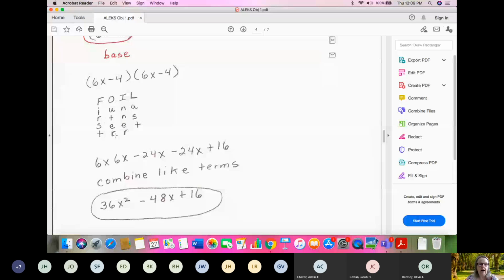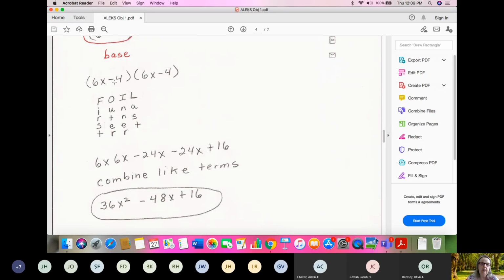O is for outer. Outer means the ones on the outside, this one and this one, the ones on the very outside. So 6x times a negative 4. 6 times a negative 4 is 24x, so that would be minus 24x.